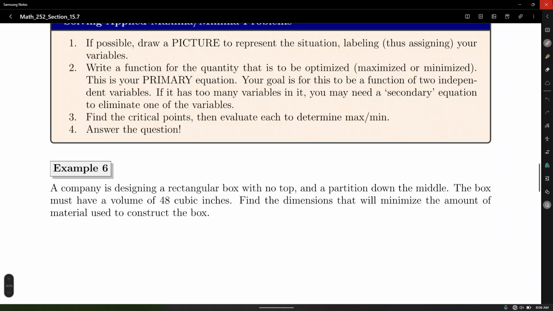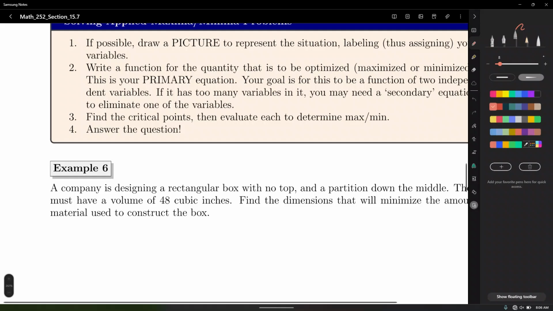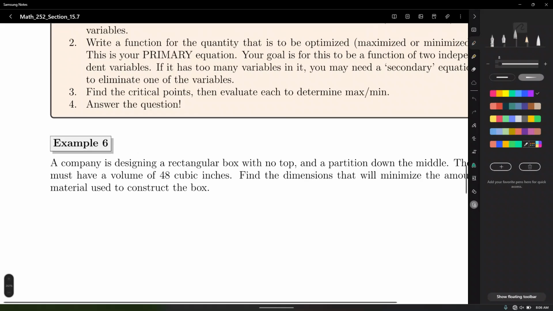Maximizing the volume, well, that's easy. You just work with a volume function. But when it comes to minimizing the amount of material, what do we mean by amount of material? In this case, that's related to the surface area of the box. Well, let's draw a picture, of course. That's going to help us a lot. So number one.